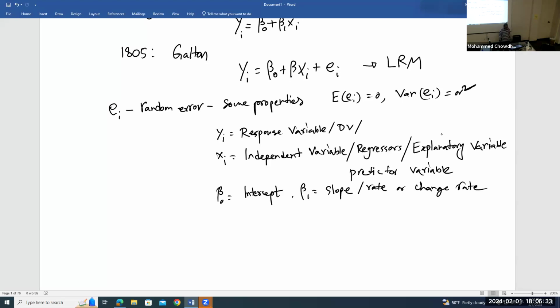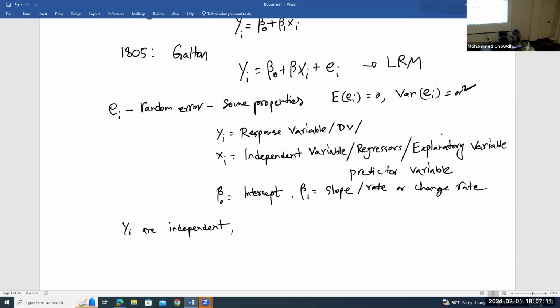Okay. So there are some assumptions in this. Yi's are independent. That means one yi value is independent from the next yi value, so there is no correlation between these yi's. When there is a correlation among yi's, then we have to use a time series model known as the autoregressive model. So yi's are independent.